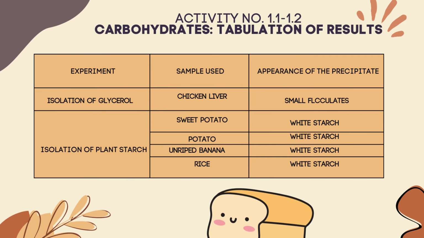The isolation of glycogen. The sample used was chicken liver. The appearance of the precipitate was small flocculates. And in the isolation of plant starch, the samples used were sweet potato, unripe banana, and rice, and the end product was white starch.